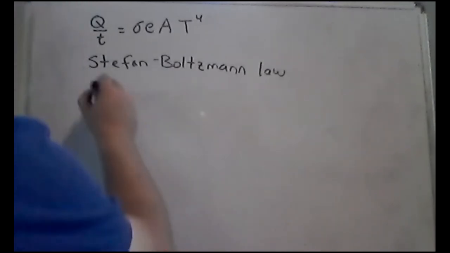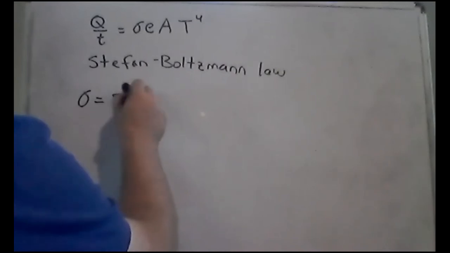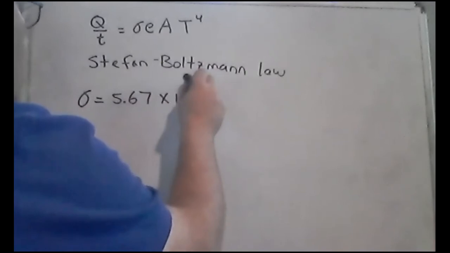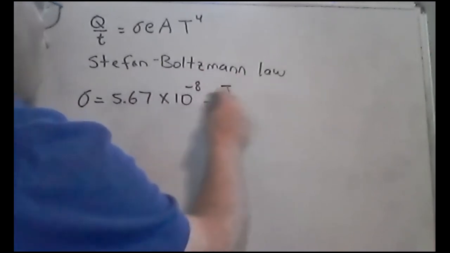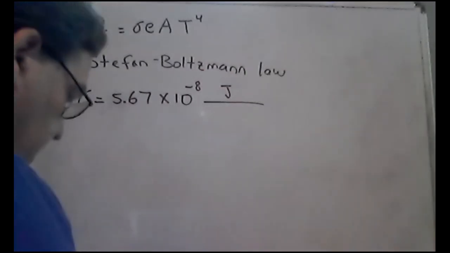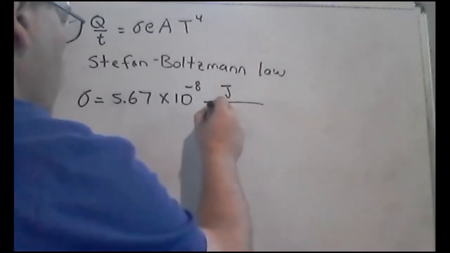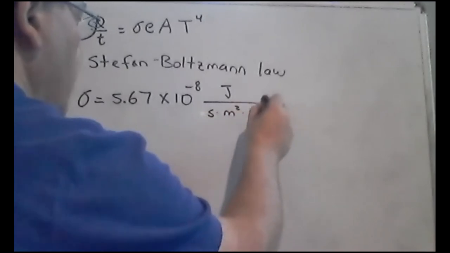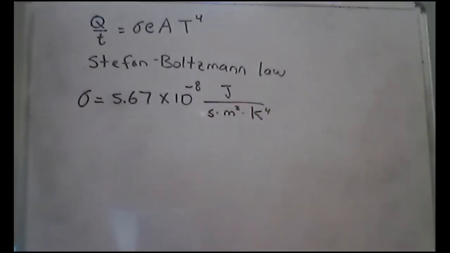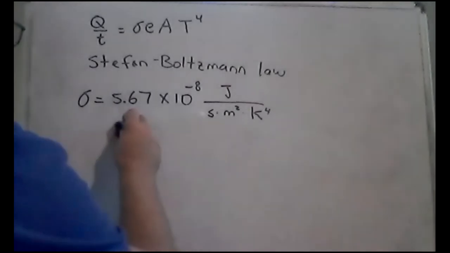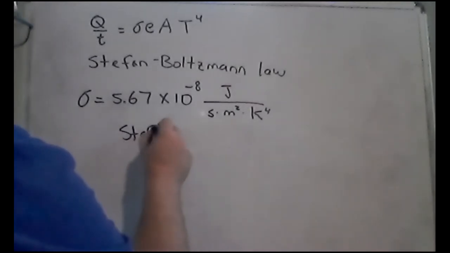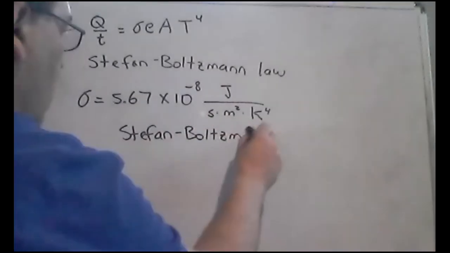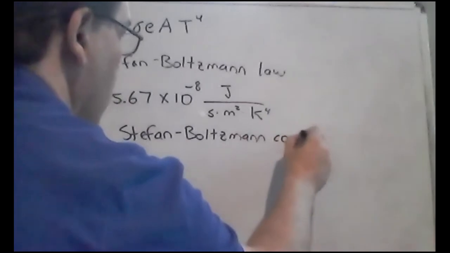It is given by the value of 5.67 times 10 to the negative 8 joules per second meter squared Kelvin to the fourth. Funny units here, and you can take a look at the formula and derive these units. This is called the Stefan-Boltzmann constant.